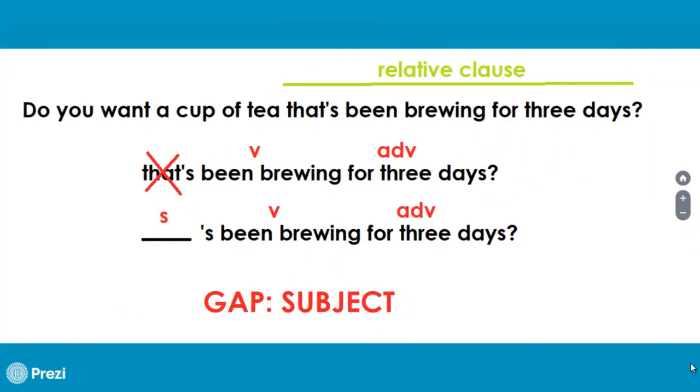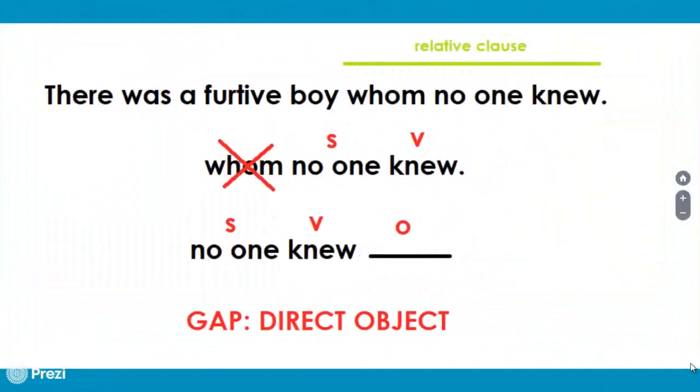What do we need there? What we need there is a subject. We don't have a subject for this new clause. As a result, in the following, we have has been brewing for 3 days. In this case, the missing element or the missing constituent is the subject. What has been brewing for 3 days? The tea or the cup of tea, right? So the result of this relative clause will be the tea or the cup of tea has been brewing for 3 days. In this case, the gap corresponds to the subject.